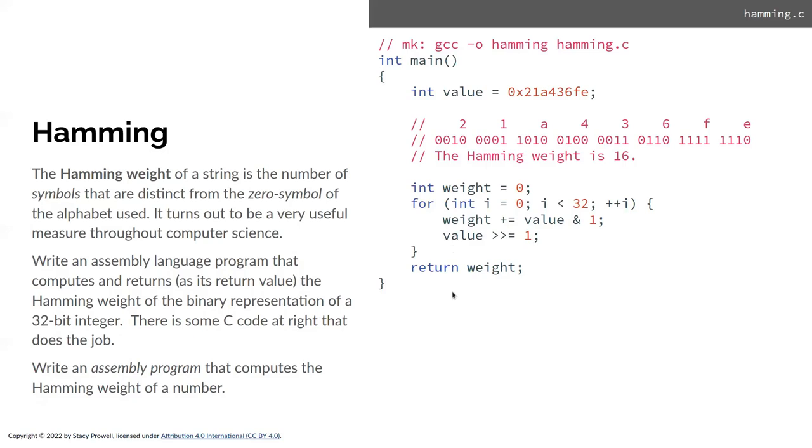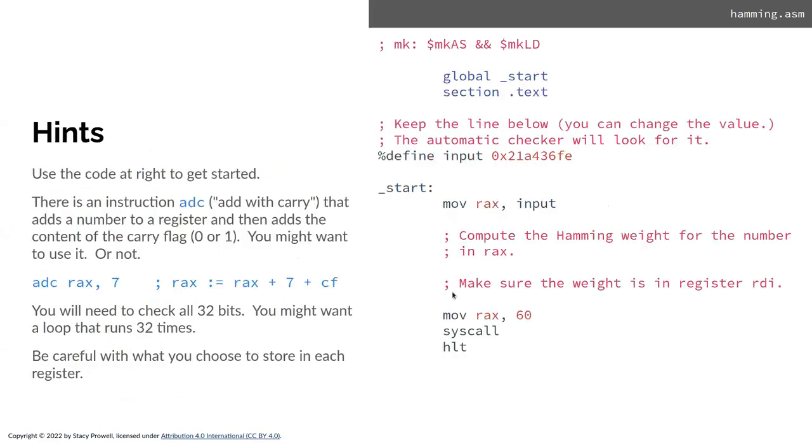But we don't want C code. That's boring. We want assembly. And I gave you an assembly framework to sort of get you started. And I do want this line right here, this %define, to be in there, because my checking code is going to look for it. So we need to start somewhere. We are going to come in. If we were using the C runtime, that would be main. Here we're not, so it's _start. So we have to declare that global so that it's externally visible. So it becomes a public thing.